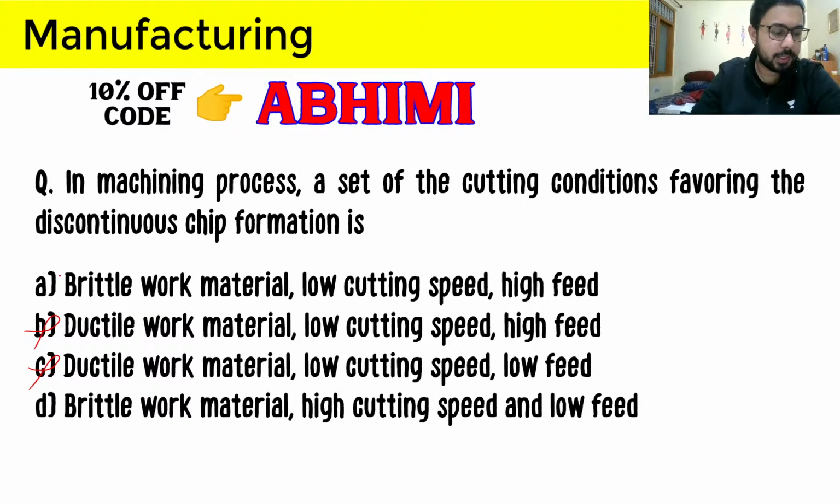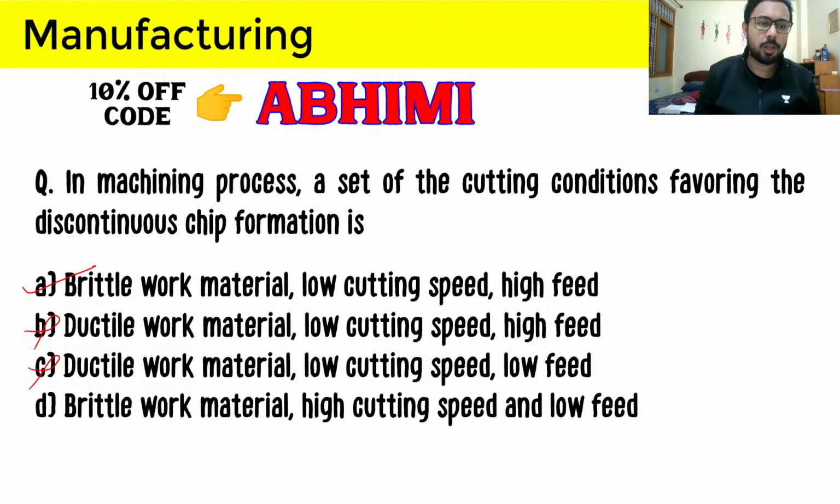That type of work material which is brittle, then the discontinuous chip is forming, and the feed should be large for discontinuous chips to be formed. So large feed is another condition for that, and cutting speed should be low. So the answer should be A: brittle work material, low cutting speed, high feed. And you have to remember these things.